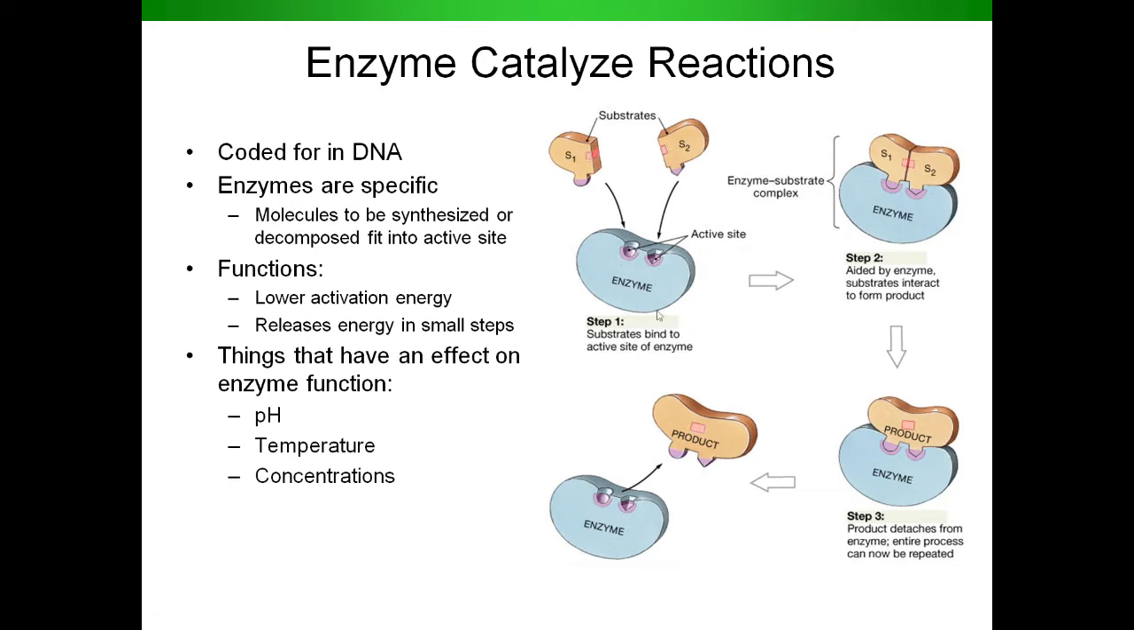Concentrations of enzymes are also important. If we only have one enzyme working to bind the substrates together, we're only going to get products being produced at a slower rate. But if we have a high concentration of enzymes, more enzymes present, then we'll be able to produce products more quickly. And then finally, time is important.